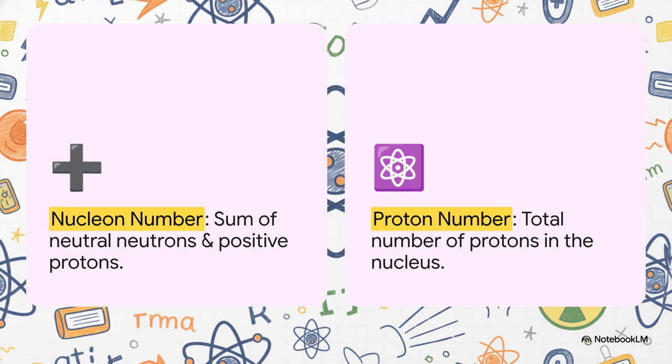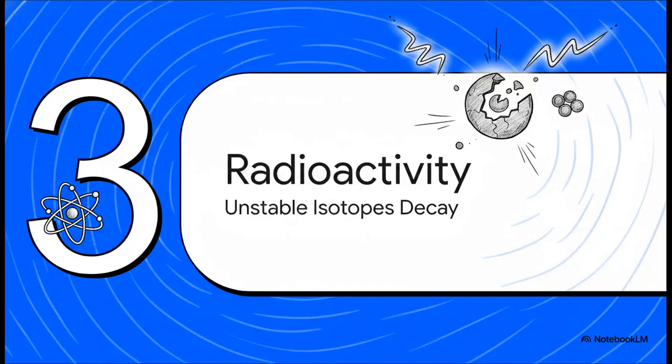The nucleon number, which we represent with a capital A, is your mass number. Basically, it's the total sum of both the neutral neutrons and the positive protons hanging out together inside the nucleus. It tells you exactly how heavy the atom is. On the flip side, the proton number, or Z, only counts the protons. That number is absolutely crucial because it defines what element the atom actually is. Oh, and here's a little cheat code for you. In a perfectly neutral atom, your proton number is going to match your exact number of orbiting electrons. Easy, right?